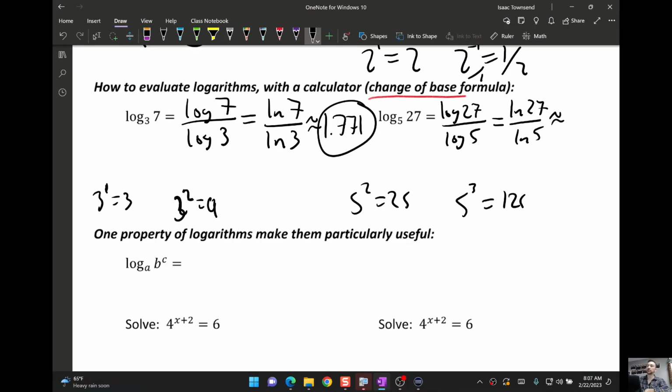I knew our answer was somewhere between 2 and 3. And the fact that 27 is way closer to 25 than it is to 125 means I knew my answer was closer to 2. But that's how you go about that. So this is considered the change of base. And at some point I'll show you how you can type it in just like that, just like it looks.